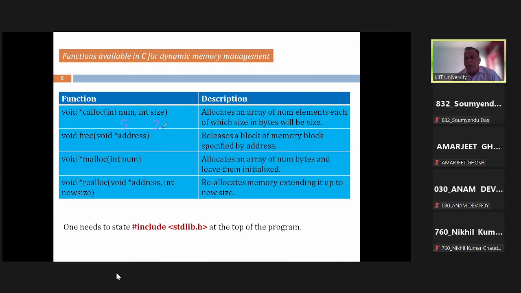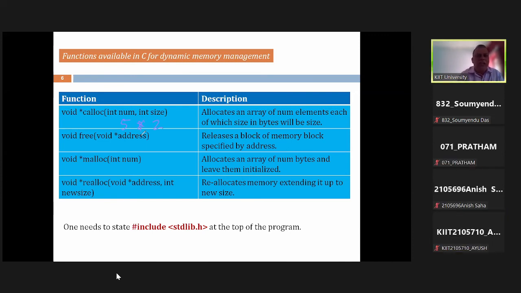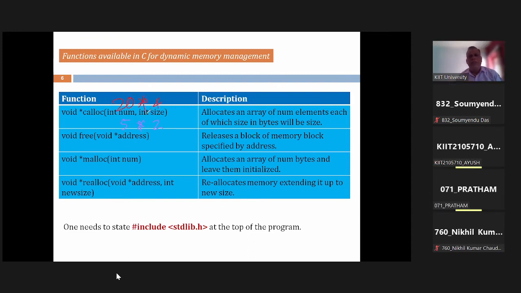So how many bytes will be allocated? 10. If I write down 20 and here let's say 4, how many bytes? 80. So basically it is given like this: how many and what is the size. This is basically the data type and this is basically the number of.